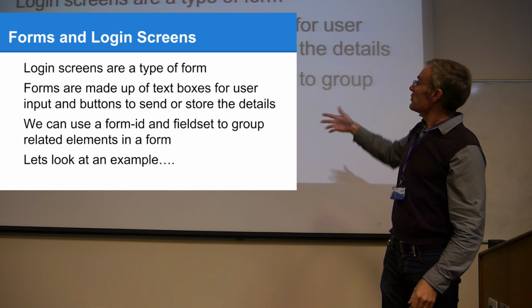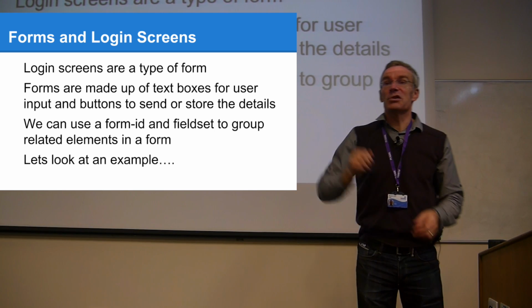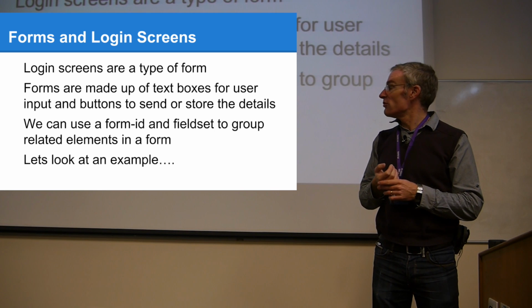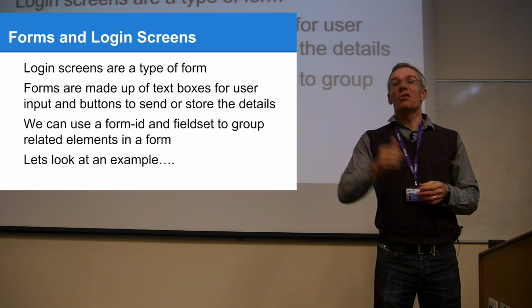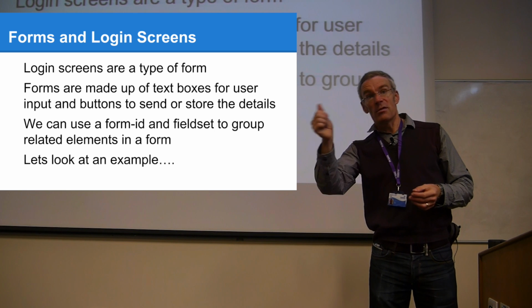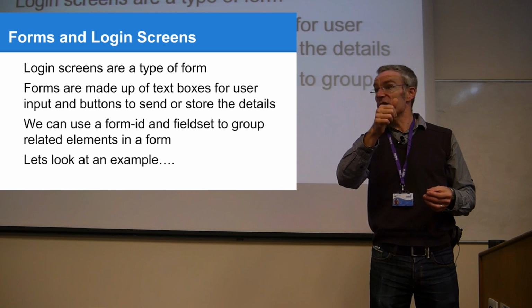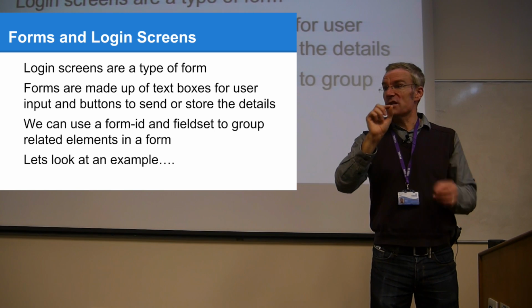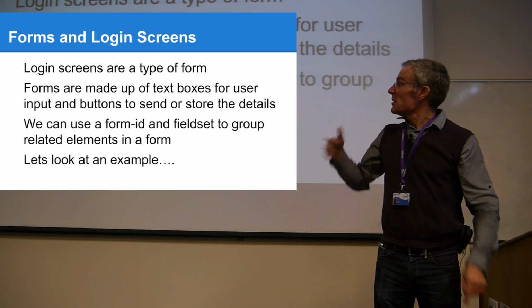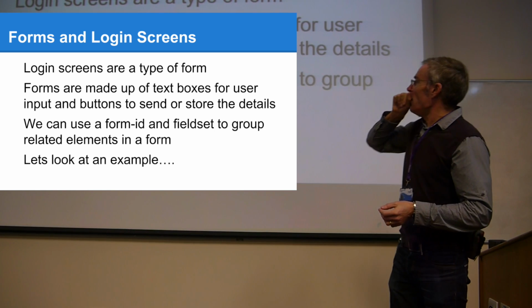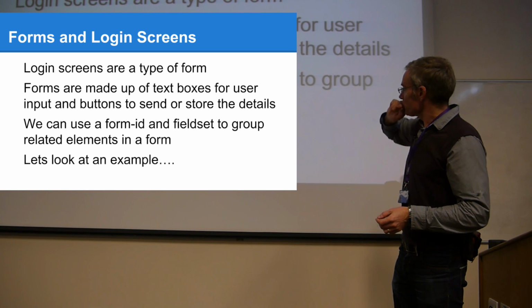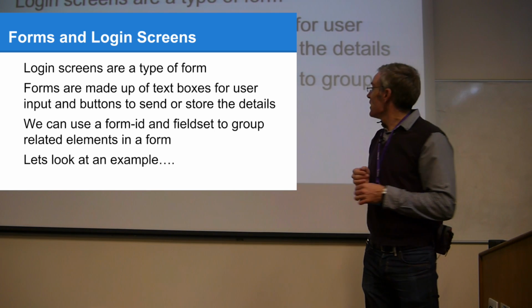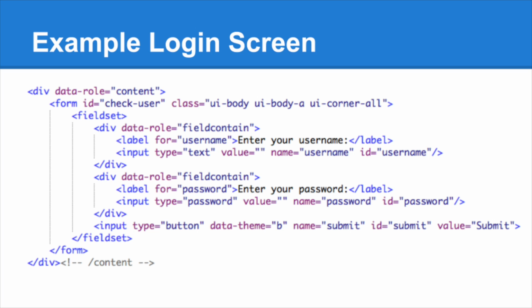Now there's lots of controls, but primarily you're going to use text boxes and buttons to build your forms. You've got some other cool things, like star ratings. We can show 1 to 5 stars, 1 to 10 stars. You've got sliders. You've got progress bars, so if someone fills a form in, you can see how far they've got. So there's lots of form elements you can use. The important thing is we use a form ID and field sets to group the forms together. Let me just show you an example of that. Okay, there's your typical jQuery Mobile form.